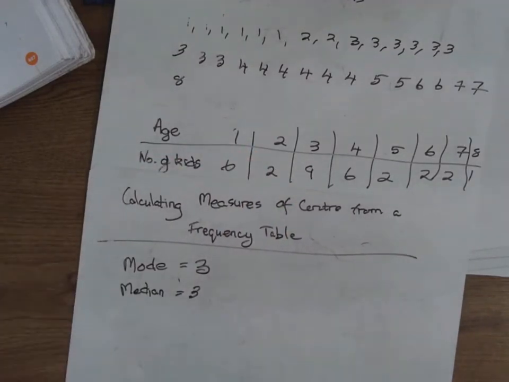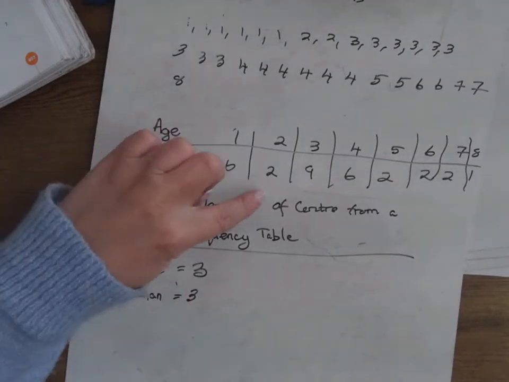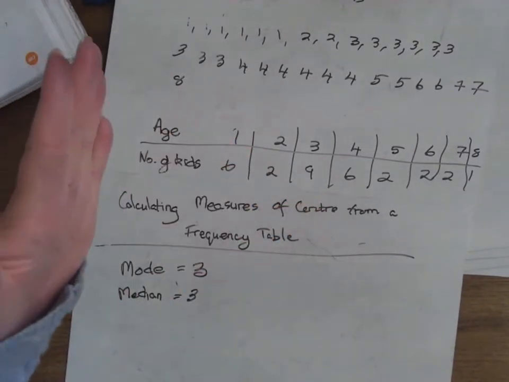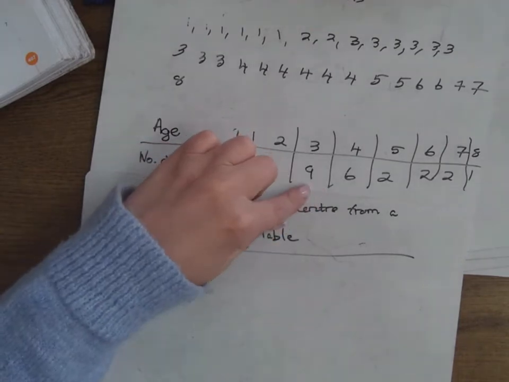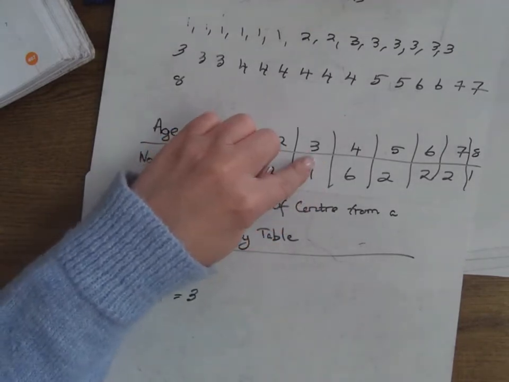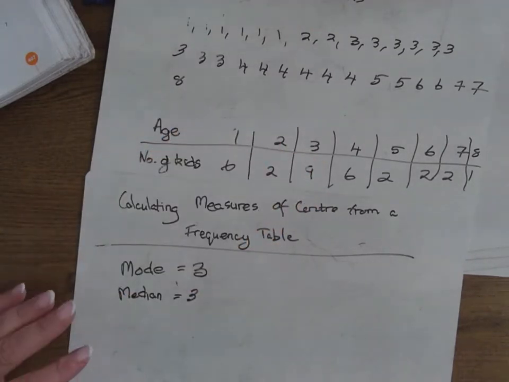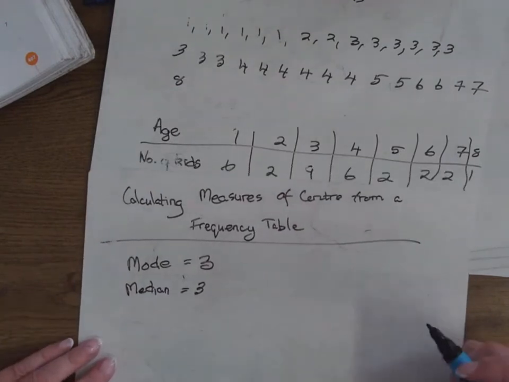Do you all see how I did that? There's 30 in the class. Number 15, or at the party, number 15 is the middle child. So I count. 6 and 2 makes 8. 8 and 9 makes 17. I've passed the middle child, just past them there. So they must be age 3. Is that alright? Now the mean.